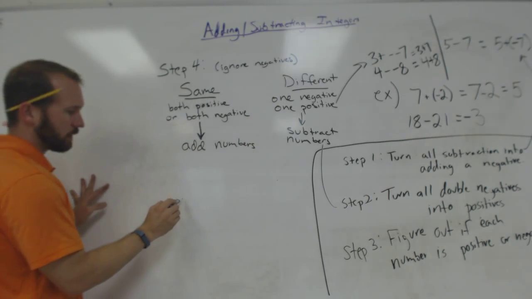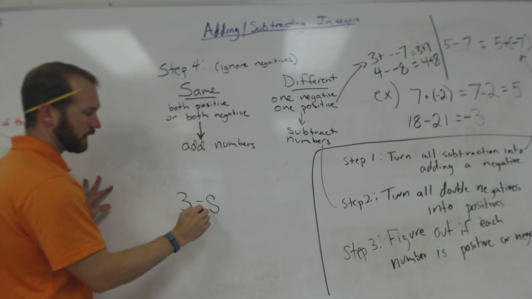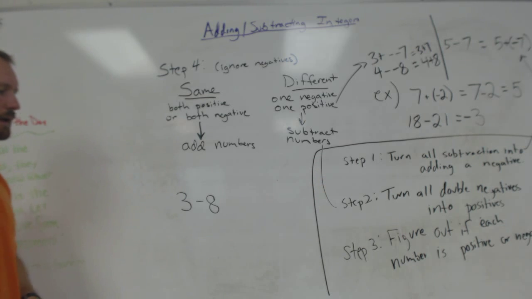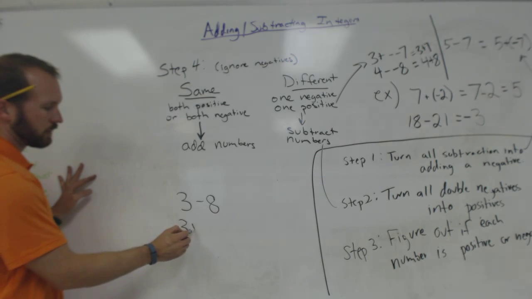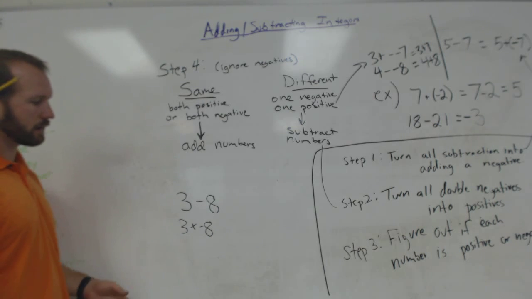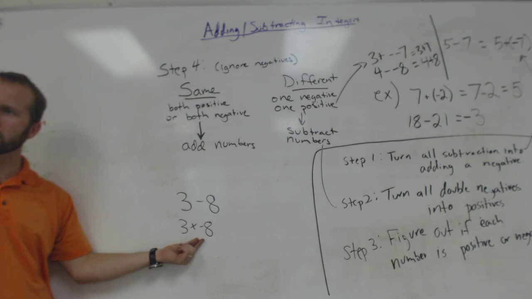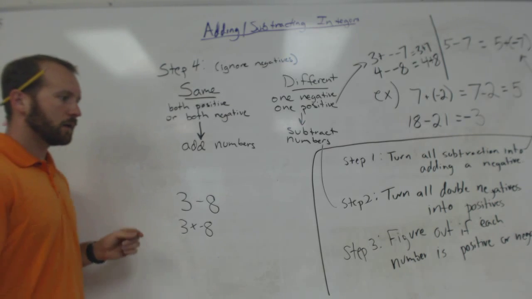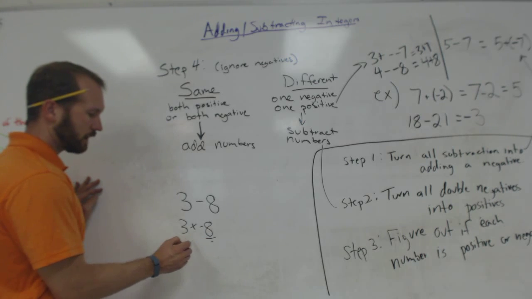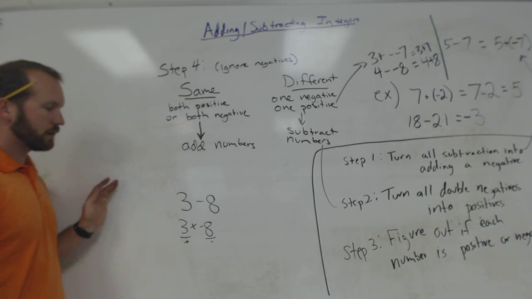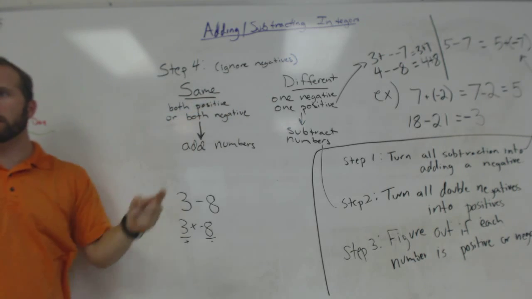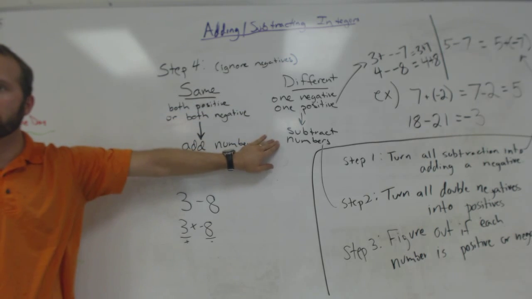So let's take a look at this problem. 3 minus 8. Step 1, turn all subtraction into adding a negative. 3 plus negative 8. Step 2, turn all double negatives into positives. Do I have any double negatives? No. Step 3, figure out if each number is positive or negative. This number is negative, this number is positive. Step 4, are these the same or different? Different. They're different, so I subtract the numbers.